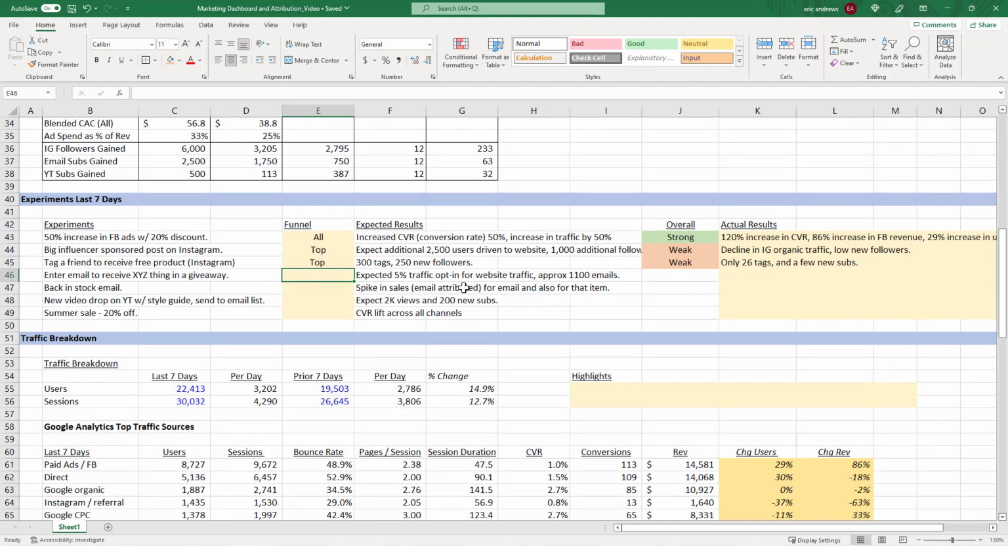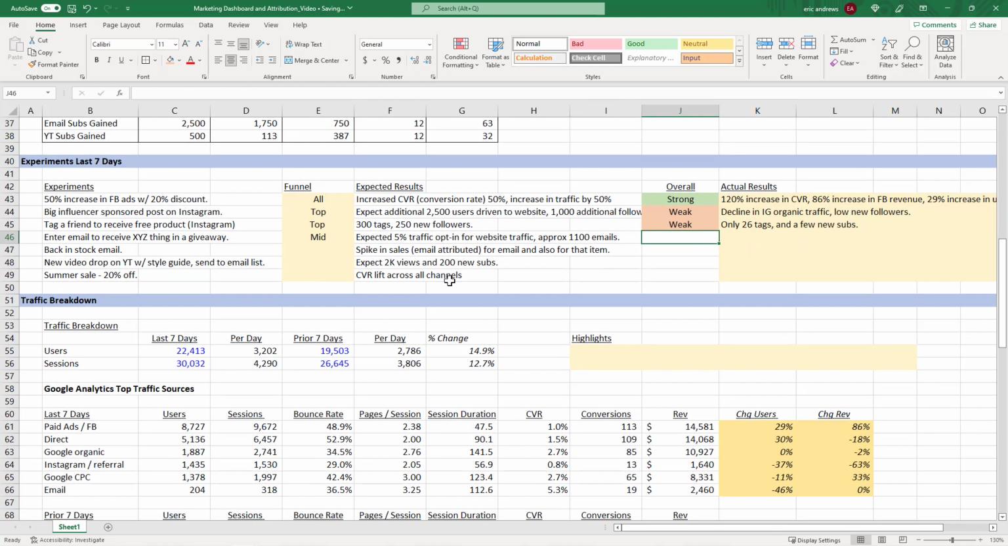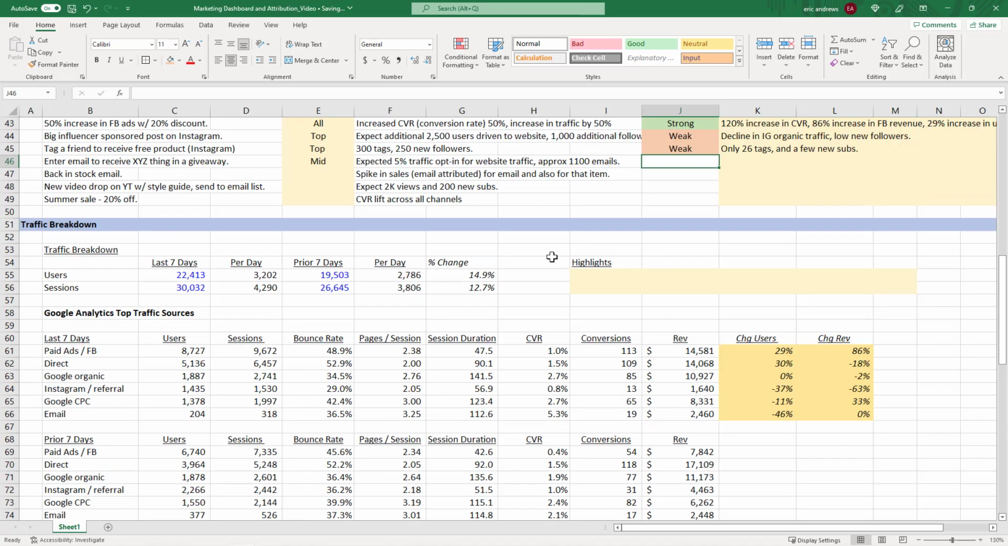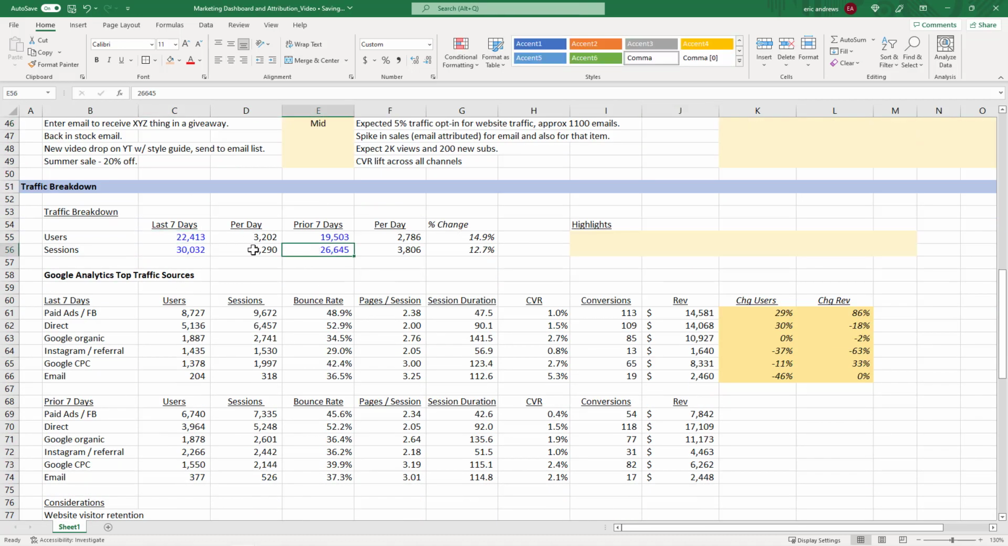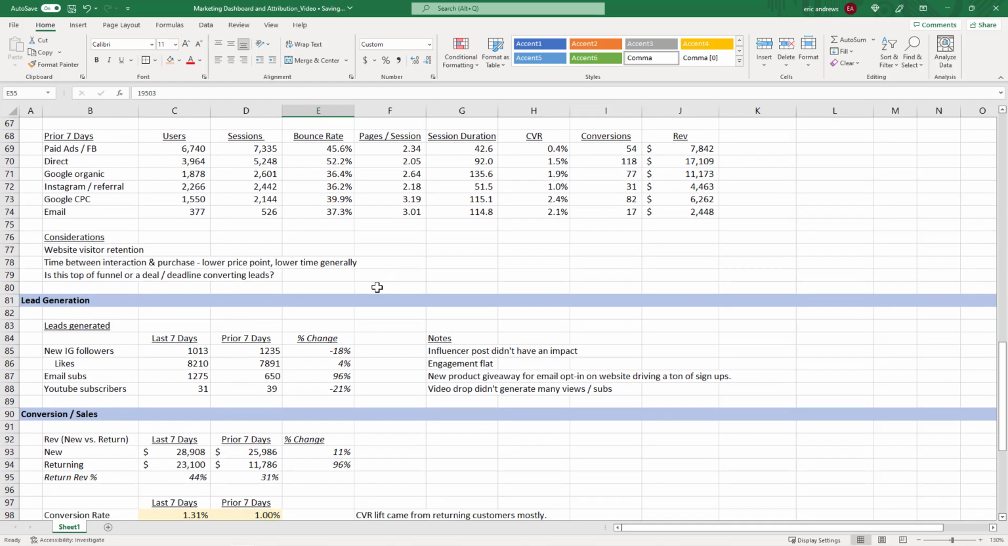So this is a mid-funnel activity. You're trying to capture people as leads so that you can convert them later, but you already drove them to the website, so you already did your top of funnel before. So we expect to convert 5% of our traffic, 1,000 emails. And so let's take a look here at our email opt-in. And so we had, over the last 7 days, about 19,500 people come to the website.